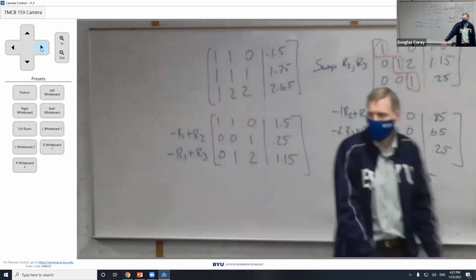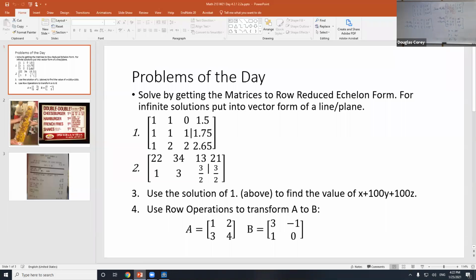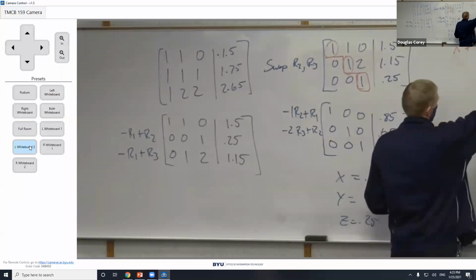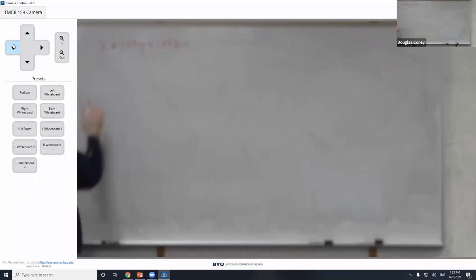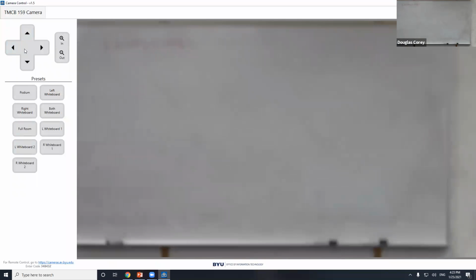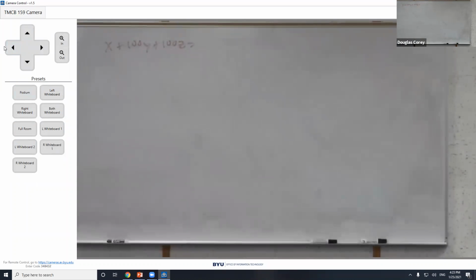Okay. Do you want to pull up the things? Okay. One of the questions, we're going to jump down to 3 here. Use the solution of 1 above to find the value of x plus 100y plus 100z. Okay. X plus 100y plus 100z. Just take a minute, do that problem. It's a little arithmetic here. Shouldn't be that hard.